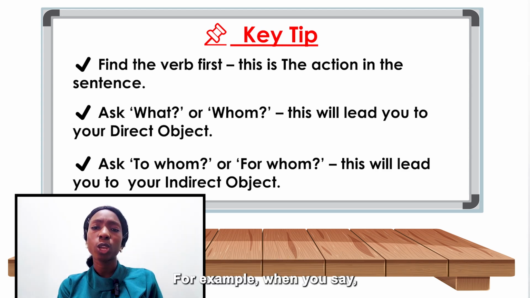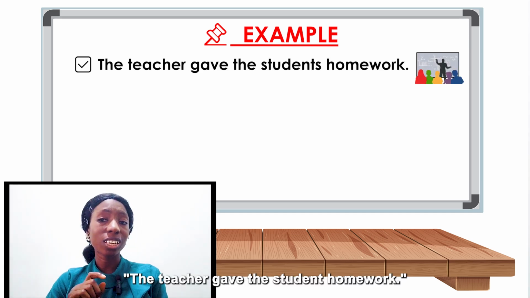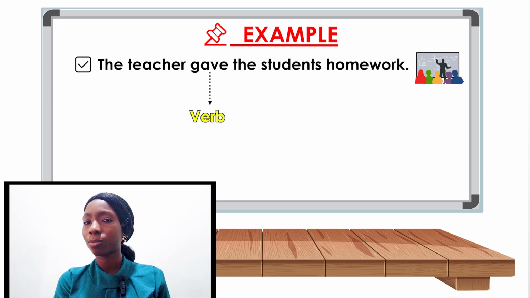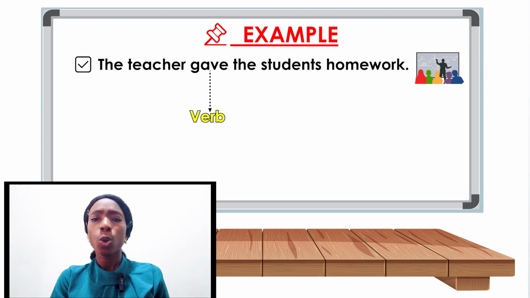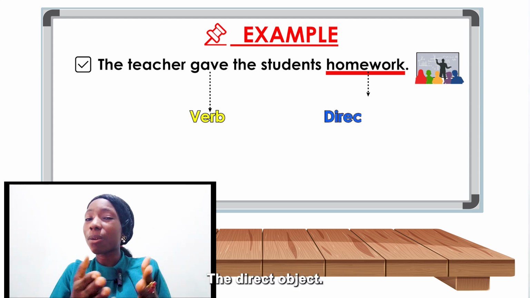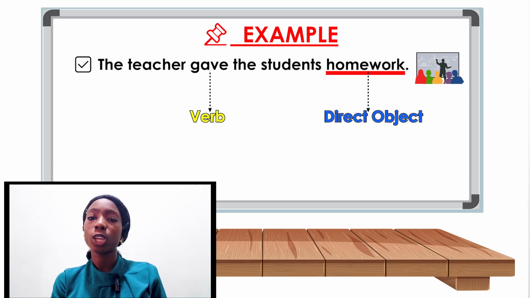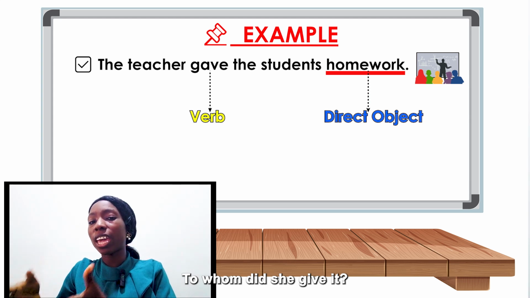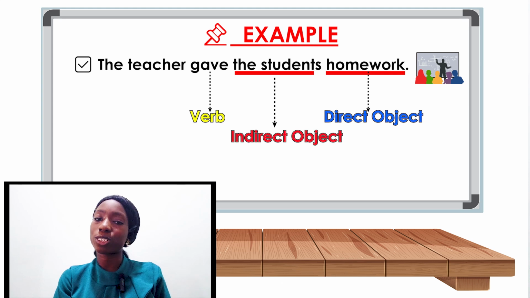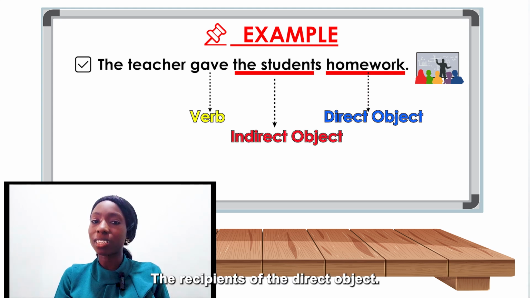For example, when you say the teacher gave the students homework. First of all, find the verb, gave. What did she give? Homework. The direct object, homework. To whom did she give it? The students. That's the indirect object, the recipient of the direct object.